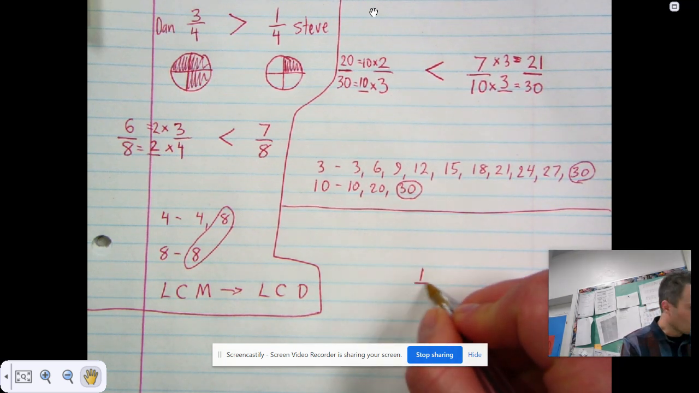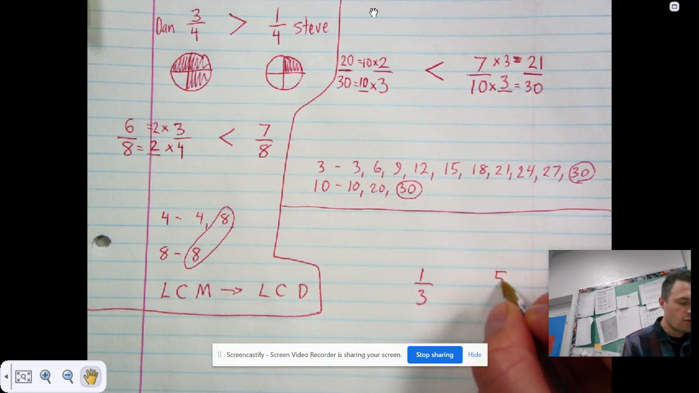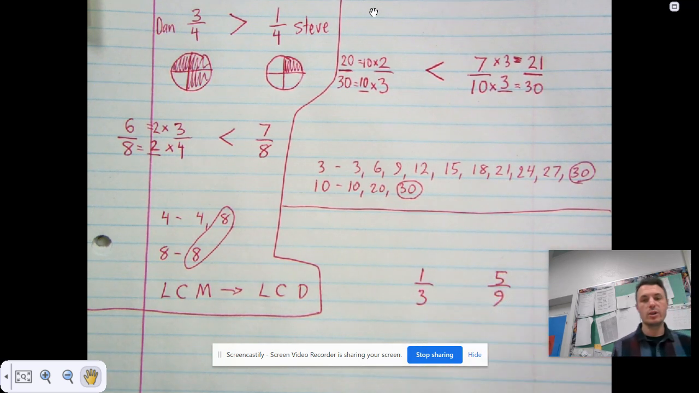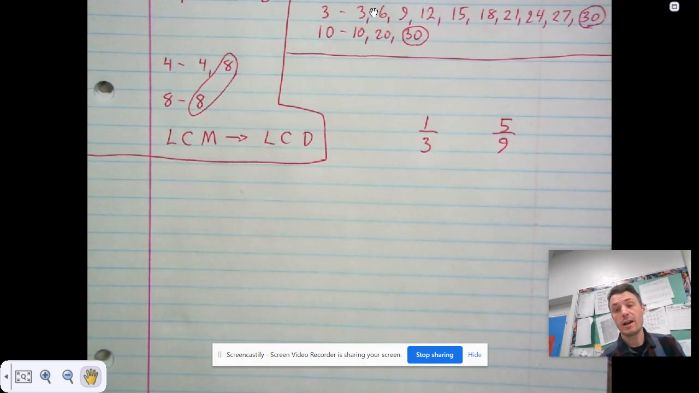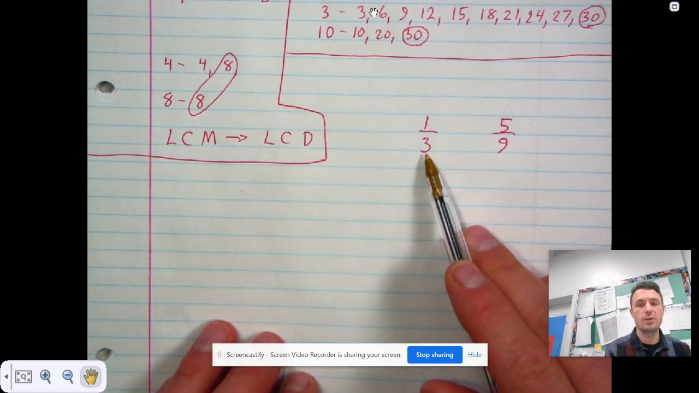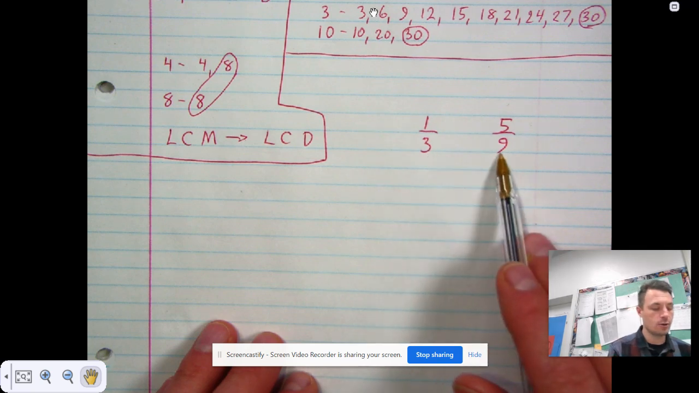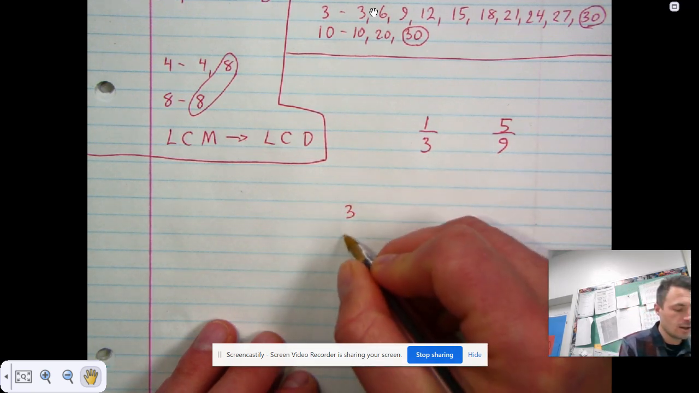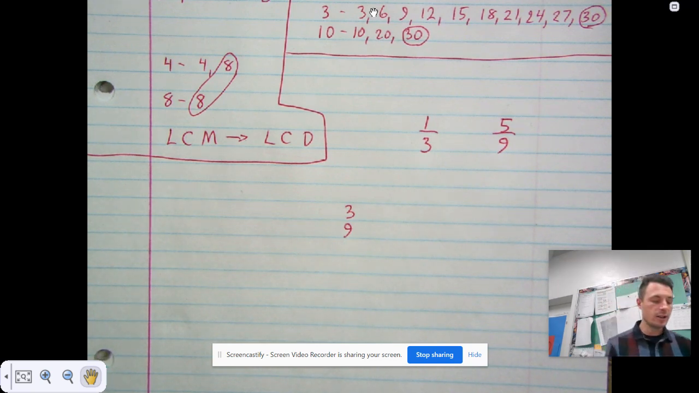Let's say we had 1/3 and we wanted to compare it to 5/9. We don't know which fraction is bigger. The way that we find out which fraction is bigger is we find the LCM, the least common multiple, for both denominators. So we list 3 and 9, and we count by 3s and we count by 9s until we get the same number in both lists.